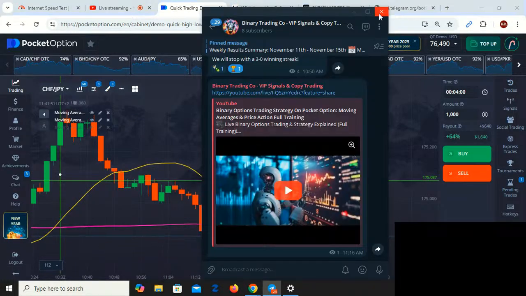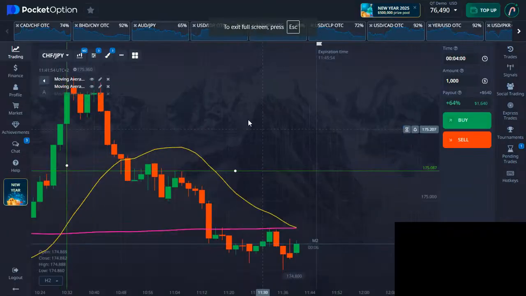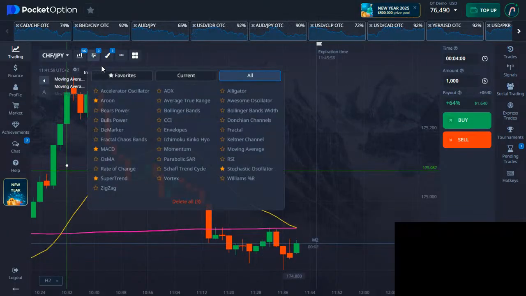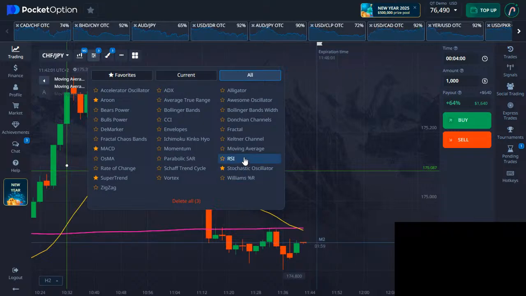Let me close this. Let's move to the charts. The first thing you need to set up is your moving averages. Very easy. You go to your indicators tab, you click twice on moving average.